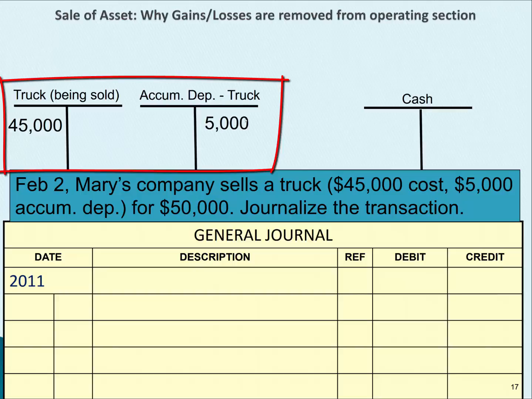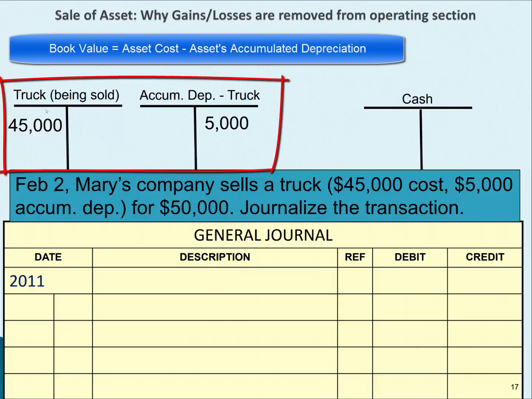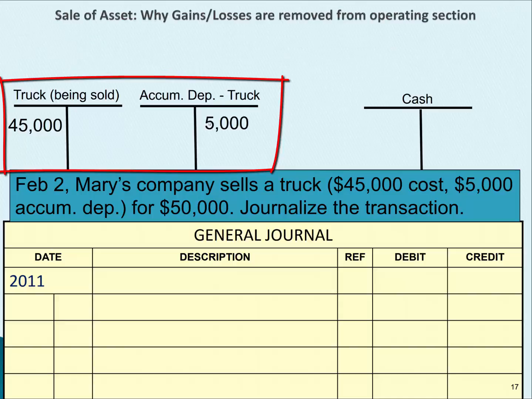So what is the book value of the truck? What is the value of it on our books? So book value, remember, is the asset cost, $45,000, minus accumulated depreciation. So this truck has a value of $40,000 on our books. And if we're going to receive $50,000 for something that is worth $40,000, do we have a gain or a loss? Well, we've got a gain, a $10,000 gain. But let's take this one step at a time and journalize it.